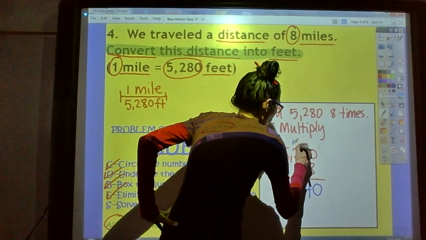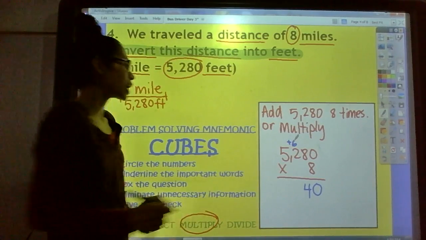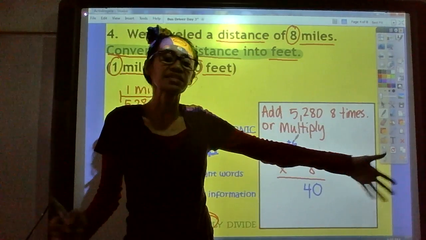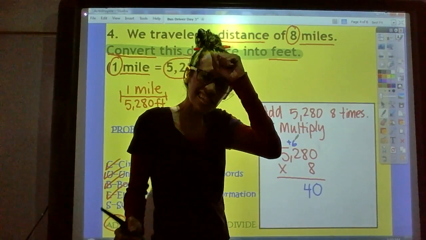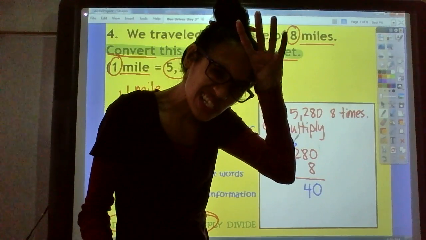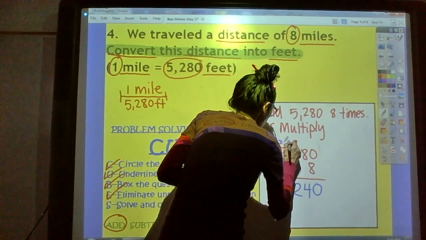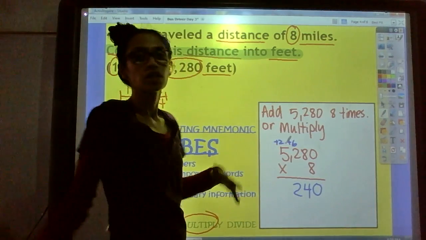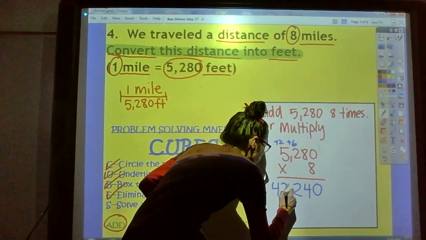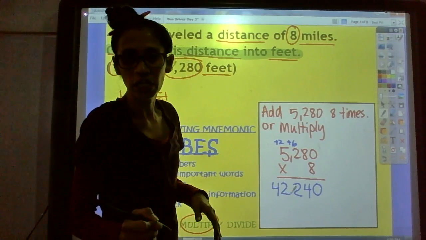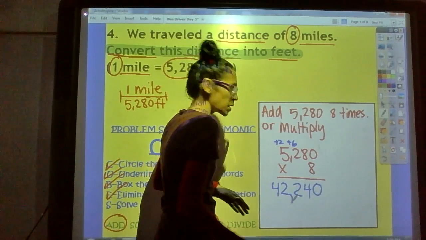Write the 4, put the 6 up top, and we're going to add that 6 right there. Now we have 8 times 2. 2 times 8, same thing, is 16 plus 6. 16, 17, 18, 19, 20, 21, 22. Write the 2, plus 2 up top. 8 times 5 is 40 plus 2 is 42. And we need a comma. Count 1, 2, 3, comma, bam, right there.